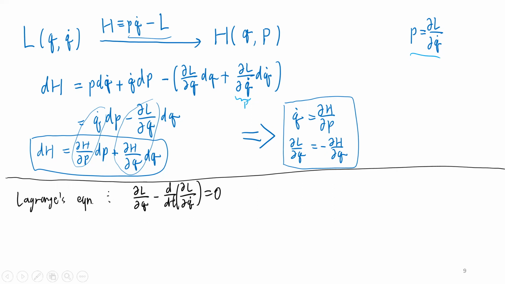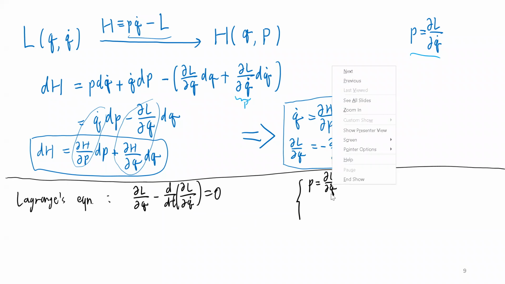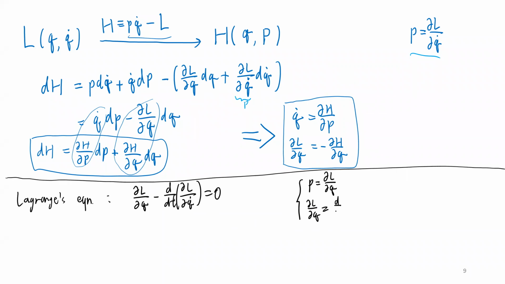Okay. And then when we learn about the Lagrangian mechanics, we call this P to be partial L partial Q dot. And that means this d dt partial L partial Q dot is d dt P. And that means this partial L partial Q, from the Euler-Lagrange equation, would be equal to d dt P, which is P dot.